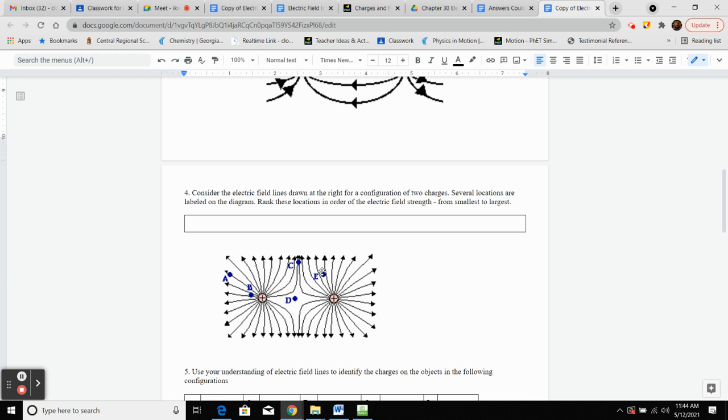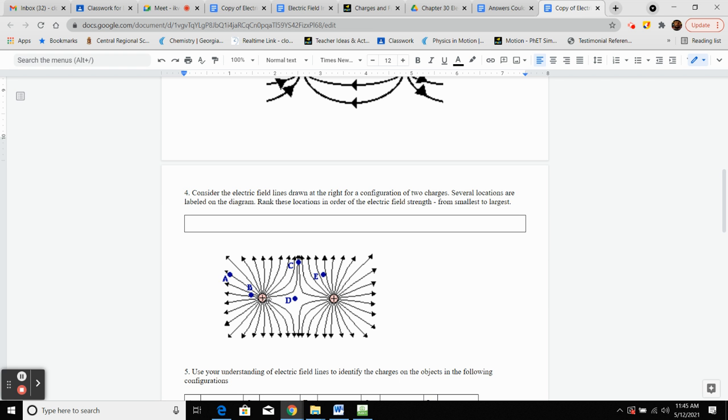Yes. Okay, number 4, consider the electric field lines drawn underneath. There are several locations. Rank them in order of electric field strength from smallest to greatest. Remember how we showed it in the video and the diagrams up on the board. Since D is in the middle and you don't see any field lines directly around it, the strength there is going to be very weak. So D would have the smallest, and then it goes based on how far away you are.